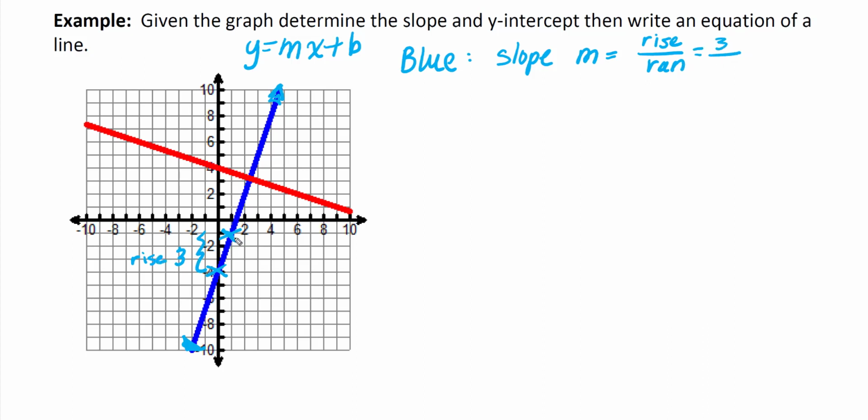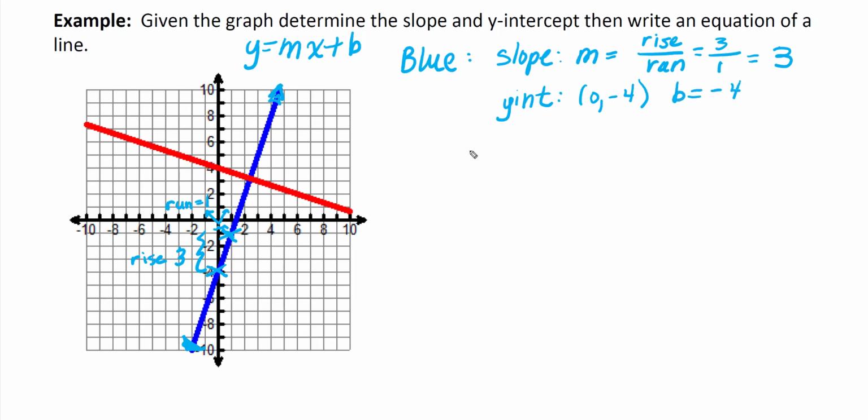And the run, that distance right here, okay, that is the run. I'll write it over here. That is the run, and that goes over 1 unit. So it'd be 3 over 1, and that slope then would be 3. The y-intercept, okay, the y-intercept is the point (0, -4). So that means b is going to be the number -4.